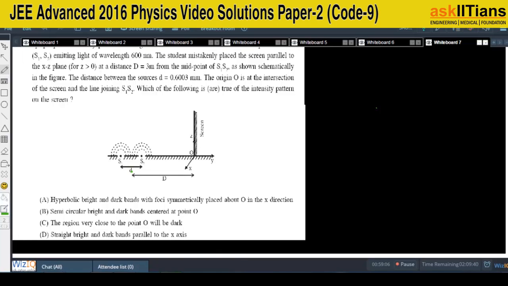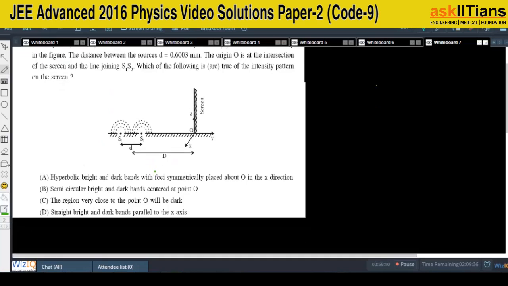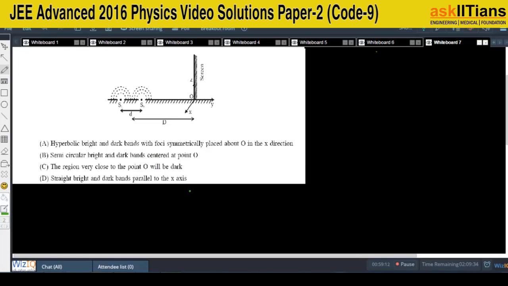First option is hyperbolic bright and dark band with foci symmetrically placed on O in the x direction. Option B, semicircular bright and dark band centered at point O. Third, the region very close to point O will be dark, and the fourth, straight bright and dark band parallel to the x-axis.